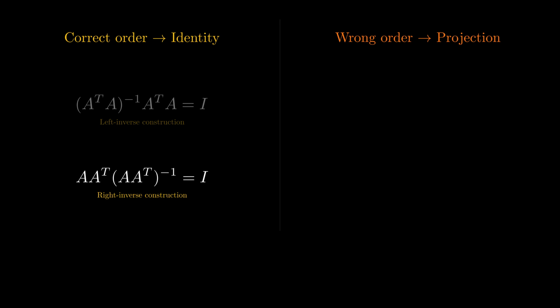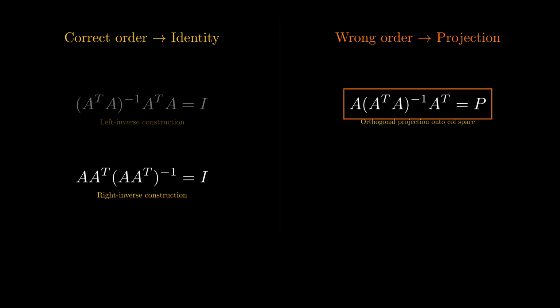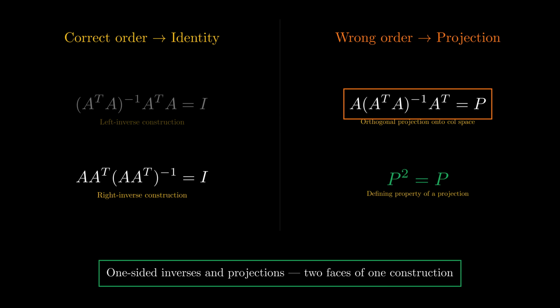But put them in the wrong order and something different appears. A times the quantity A transpose A inverse times A transpose is the projection matrix P, and P squared equals P, the hallmark of a projection. One-sided inverses and projections are two faces of the same construction. These projections will return everywhere, from regression to orthogonalization. Same pieces, different order, profoundly different meaning.